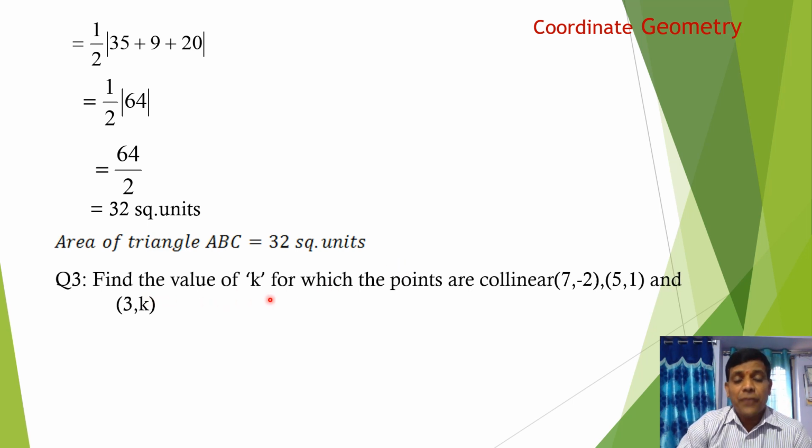Find the value of k for which the points are collinear. So this is also an area of triangle formula, but the condition is collinear. Collinear means area of triangle is equal to 0. Then find the value of k. Find the value of k for which the points 7, minus 2, 5, 1 and 3, k are collinear. So these three points are given, and they are collinear, so find the value of k.